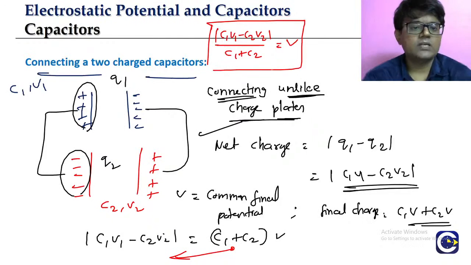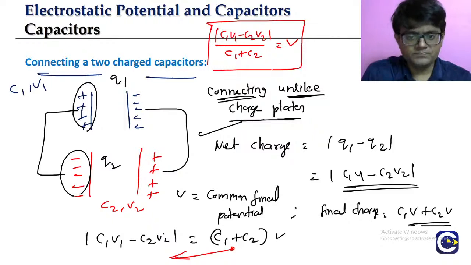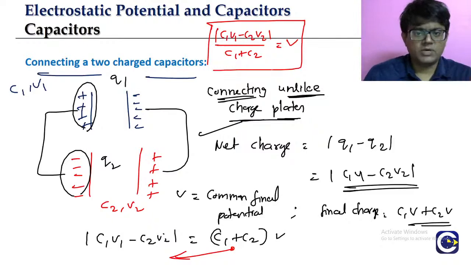In the next class we'll continue some more discussion. For the capacitor, I think we'll have at least another 2-3 classes. This is the last concept, right? The electrostatic potential and capacitor is the last concept, capacitor. We'll get a lot of scope for questions. That's why we'll spend some time on it.